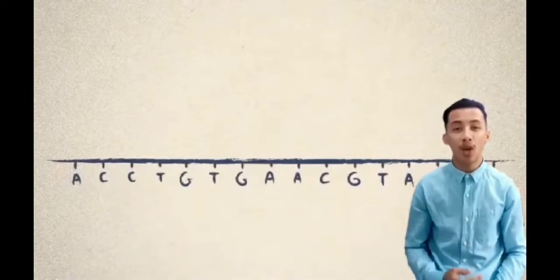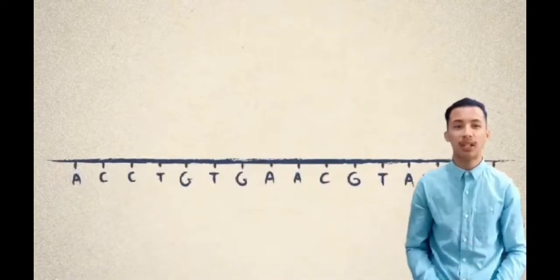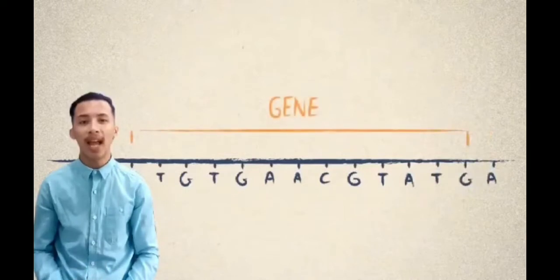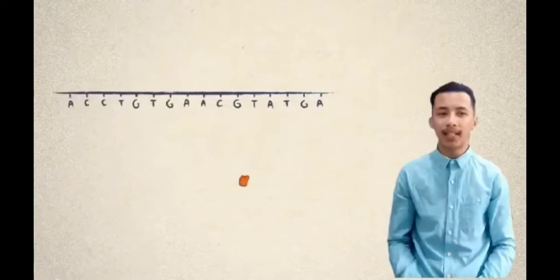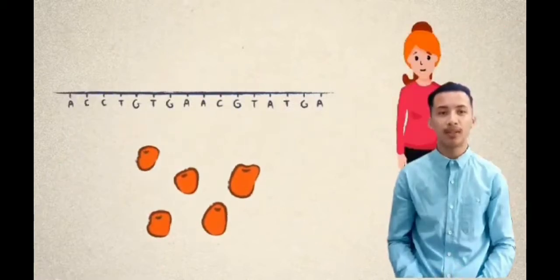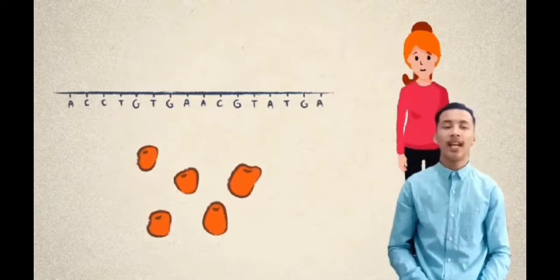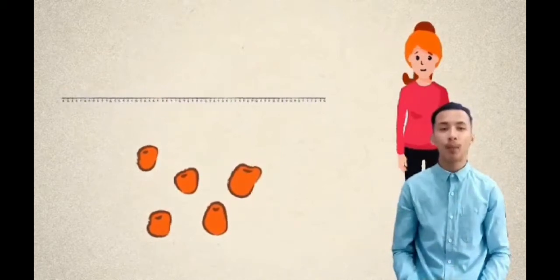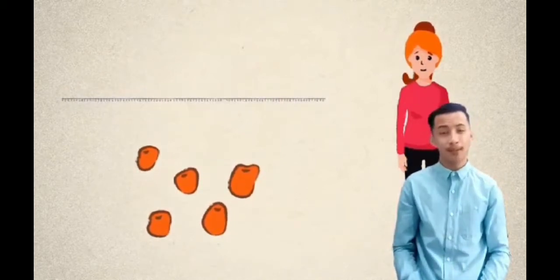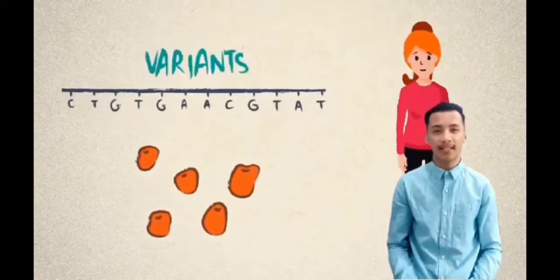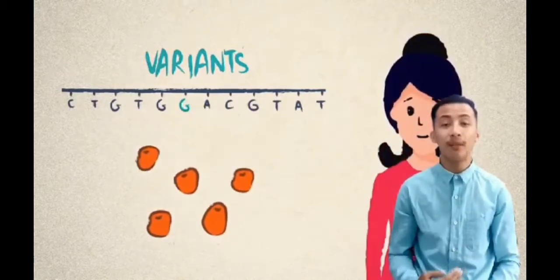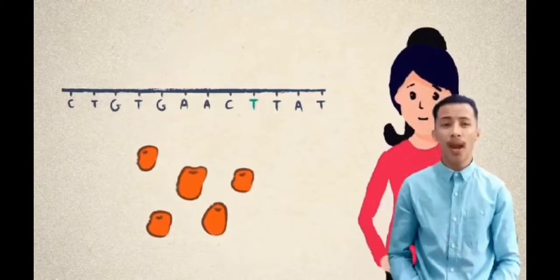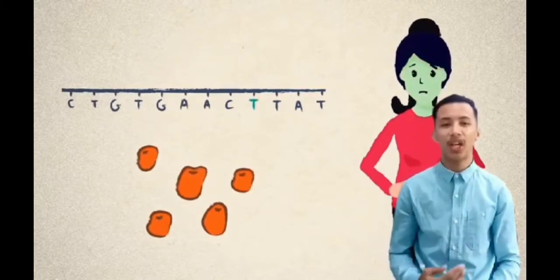The cells of our body use sections of DNA sequence called genes as templates to make proteins and other molecules we need to function. Genes can be anywhere between hundreds and millions of letters long. Differences known as variants in our DNA sequences contribute to our individuality and affect the way our bodies function.